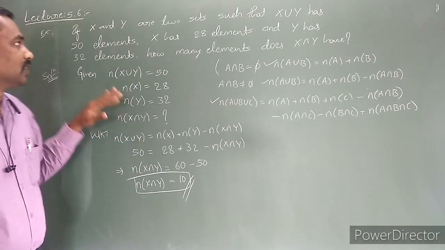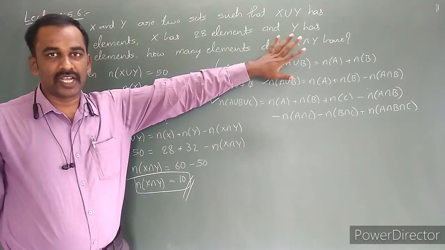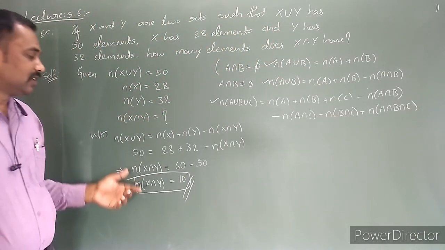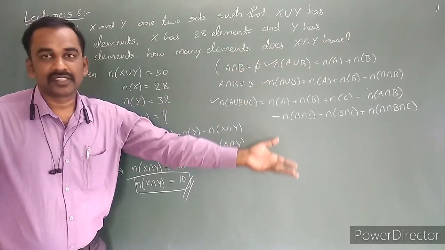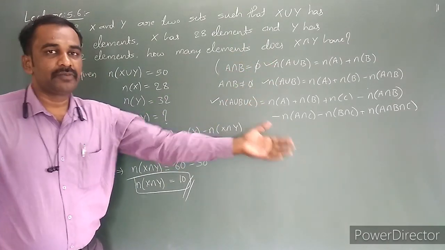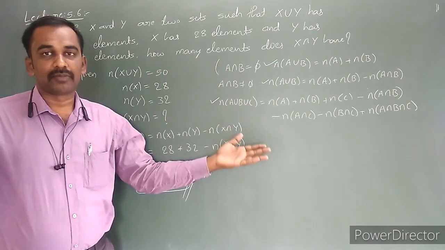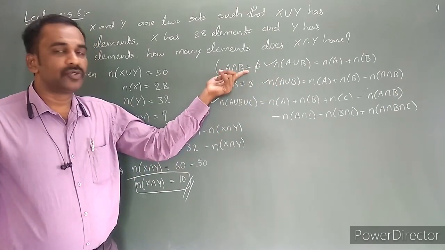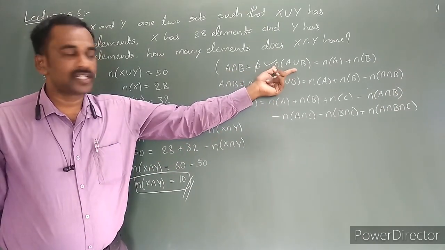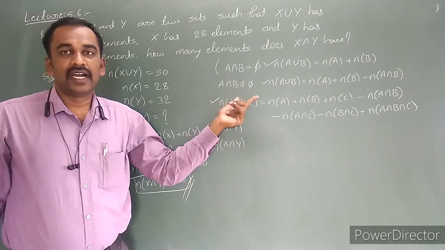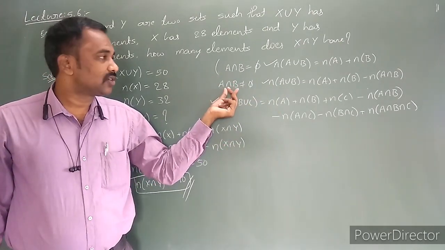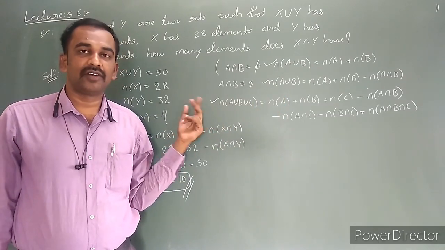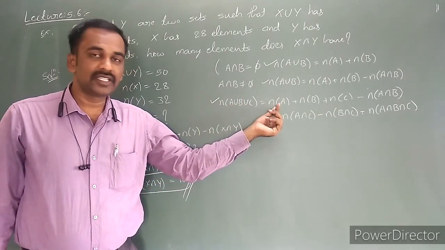This is how to solve the problem. This is an applied problem. This type of problem you have seen in day-to-day life, and such problems we can easily solve by using the formula. Depending upon the condition, we have to choose the formula. If you have two sets that are disjoint, use this condition. If we have two sets and the relation between them is not disjoint, use this condition. And if three sets are given, use this formula.